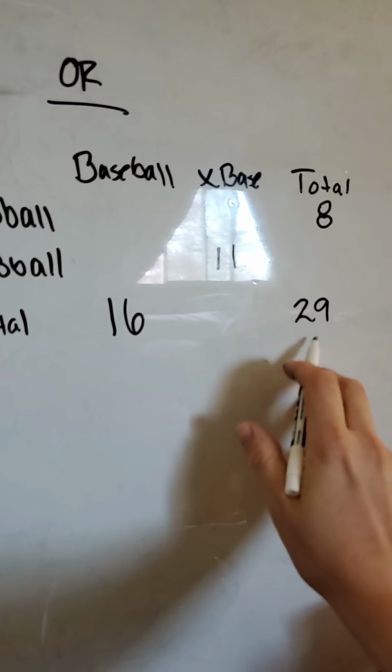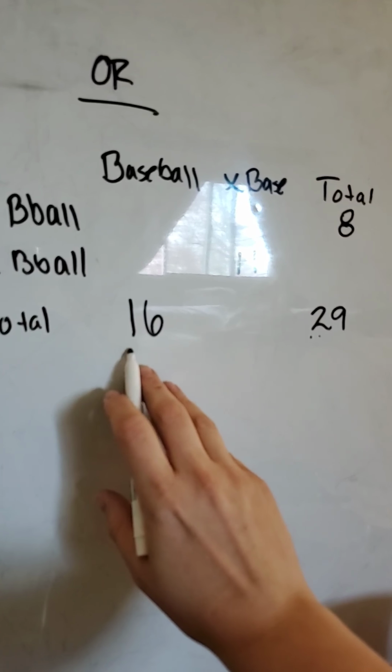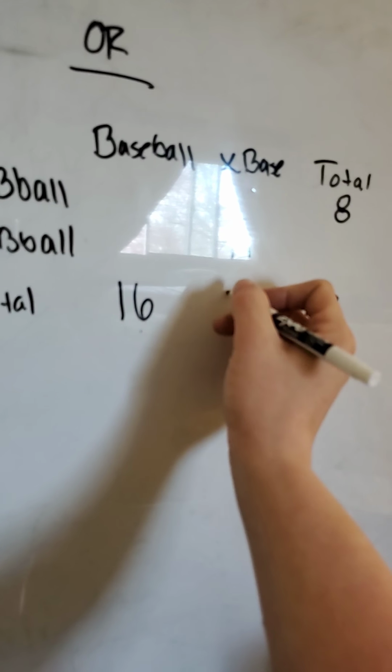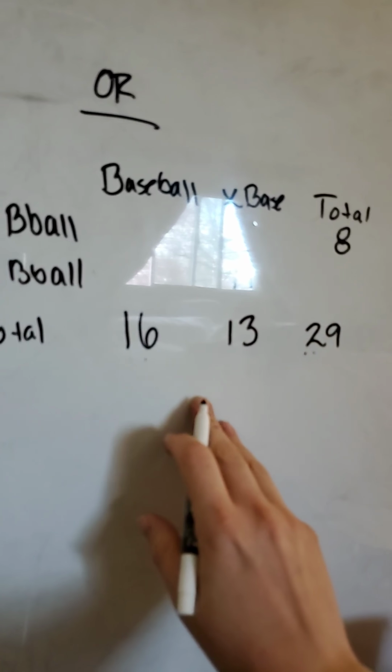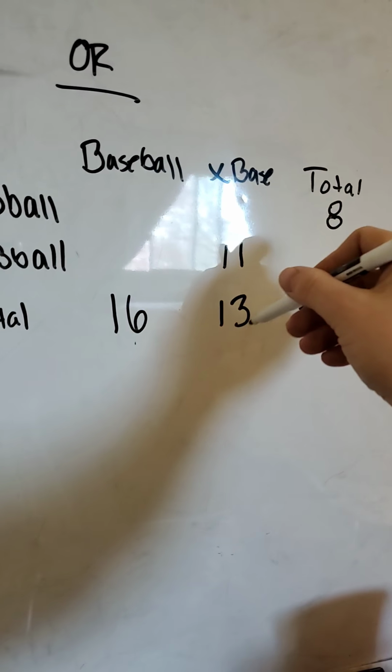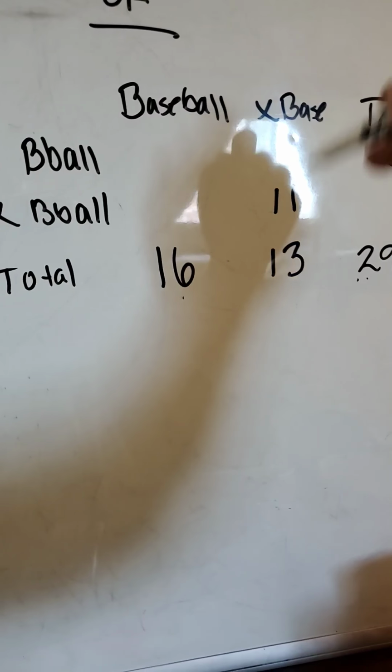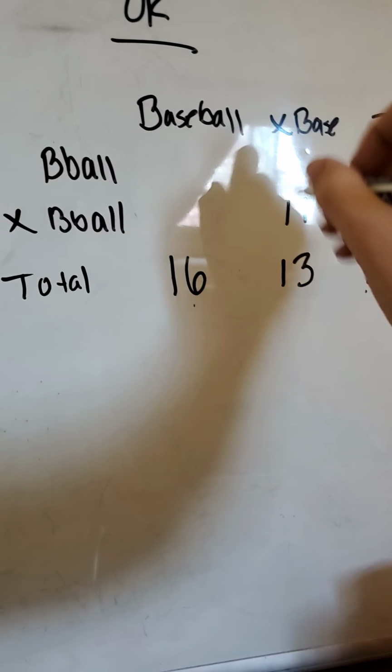Okay, but I know that there has to be 29 students total in the class, right? So this 16 plus something here should add up to 29. So this number must be 13. And these two numbers must add up to 13. This is a total column, total row. So these things must add up to 13. What plus 11 is 13? 2.